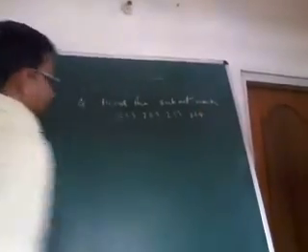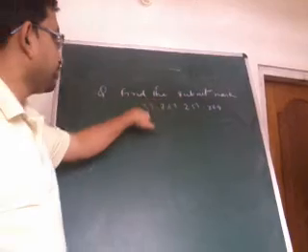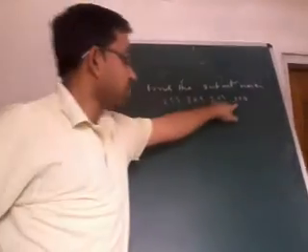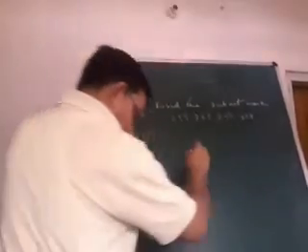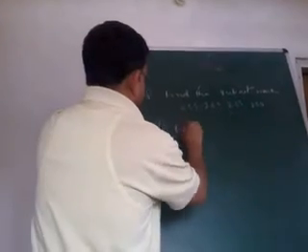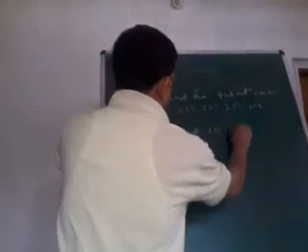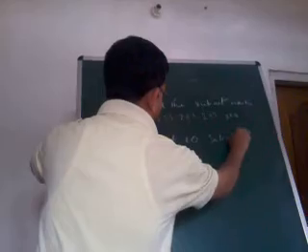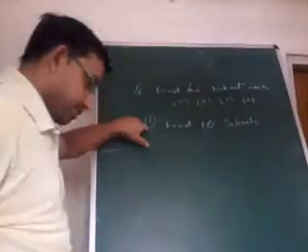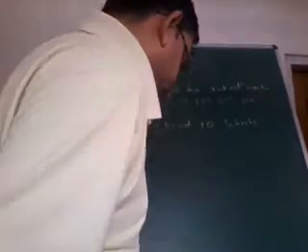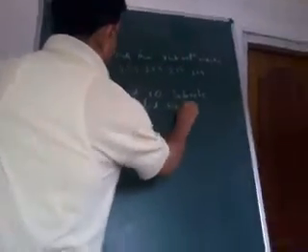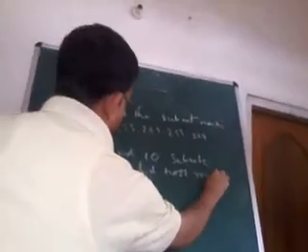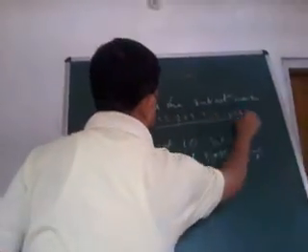The question is, find the subnet mask of 255.255.255.224, and also find 10 subnets and the valid host range. So what is actually given is this.